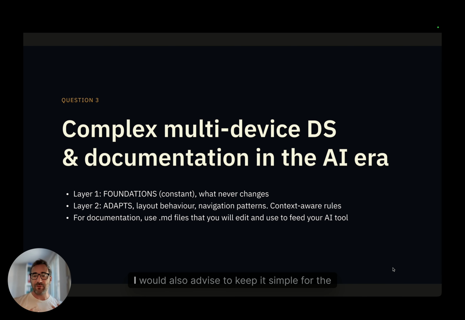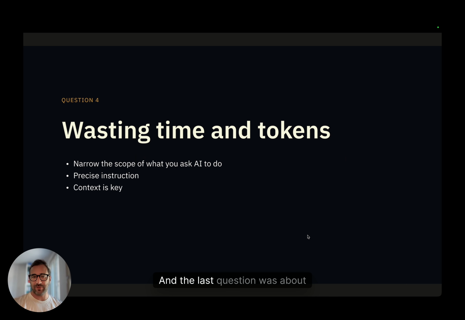I would also advise to keep it simple the first time. Make some tests before. See if your AI tool is understanding the rules. Make some simple tests, and then optimize step by step. But really try to keep it simple first. Like we saw in the first question, onboard your AI tool. Explain different rules. And the last question was about how not to waste too much time and tokens.